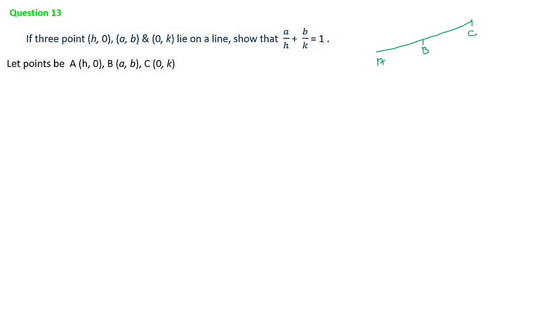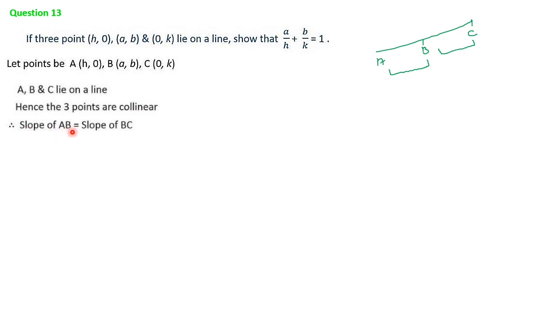A, B, C are collinear means the slope of the line AB and the slope of the line BC will be the same. That is the statement. A, B, C lie on a line means 3 points are collinear, so the slope of AB and slope of BC are the same. Slope of AB we can calculate by using the formula y2 minus y1 divided by x2 minus x1. So for A and B, b minus 0 divided by a minus h, equal to the slope of BC, that means k minus b divided by 0 minus a. That is, b minus 0 is b, divided by a minus h, is equal to k minus b divided by 0 minus a, which is minus a.